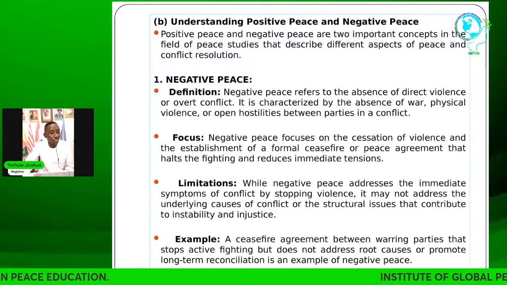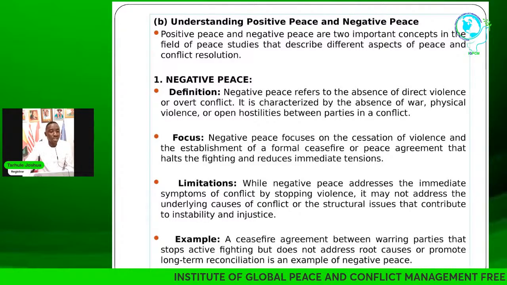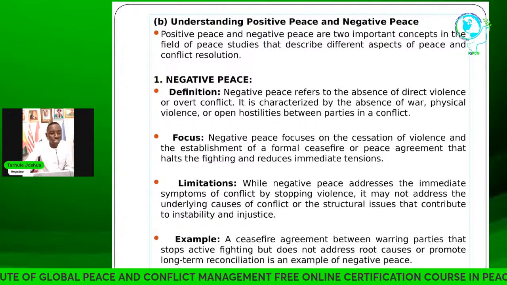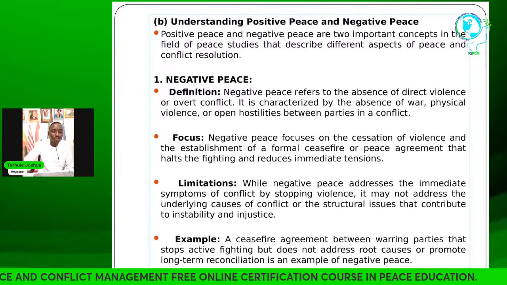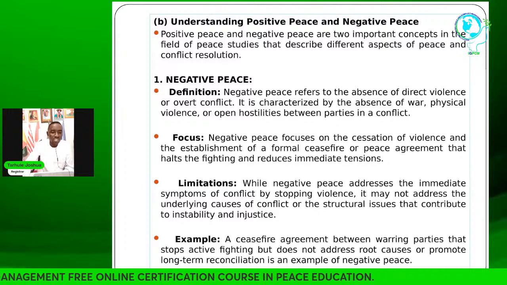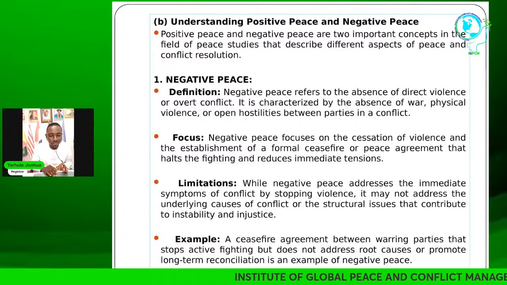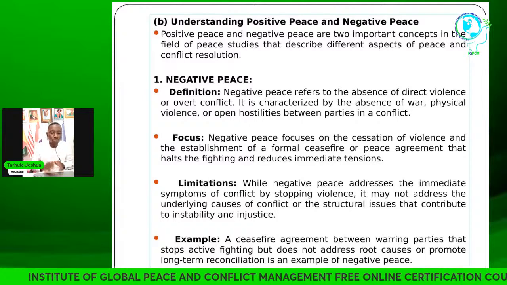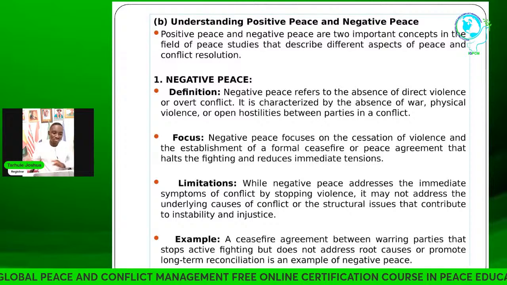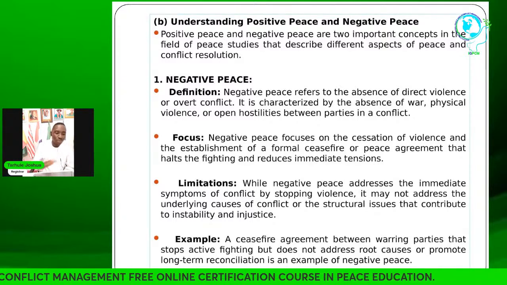And if this has not been resolved, and we just manage to talk to Israel and Hamas to stop fighting and exchanging gunfire, what we have just managed to achieve is what we call negative peace. So, what are the examples of this? A ceasefire agreement between warring parties that stops active fighting is what we consider negative peace. This is an example of negative peace. A ceasefire.